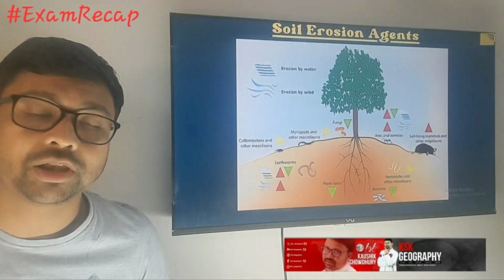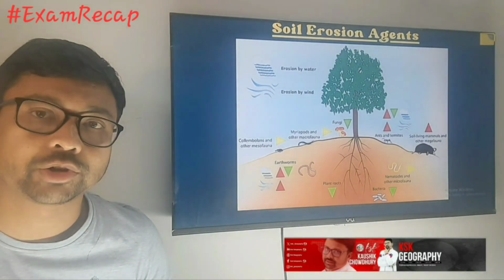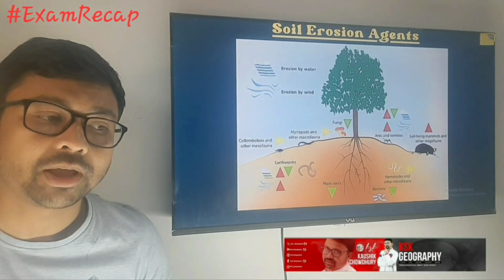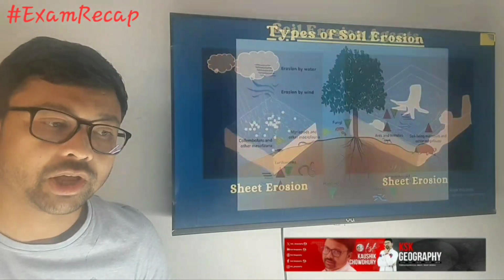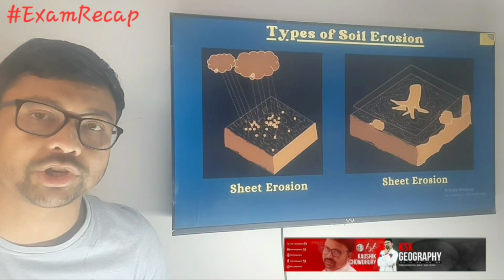Next, soil erosion. Basically soil erosion takes place due to water, due to air, and due to human activities. Those are the main elements responsible for soil erosion. So here you can see soil erosion. There are different types of soil erosion.